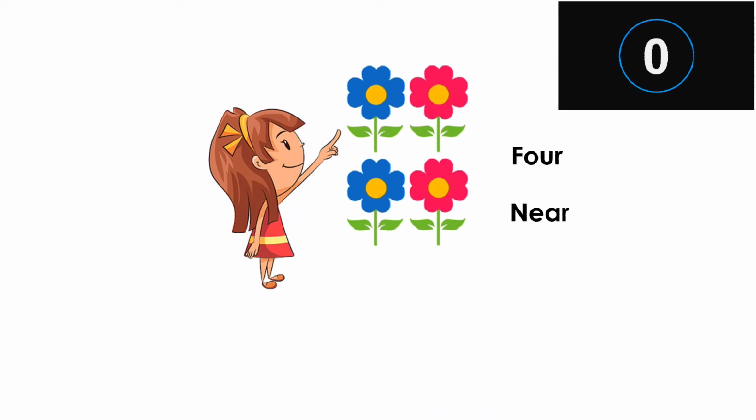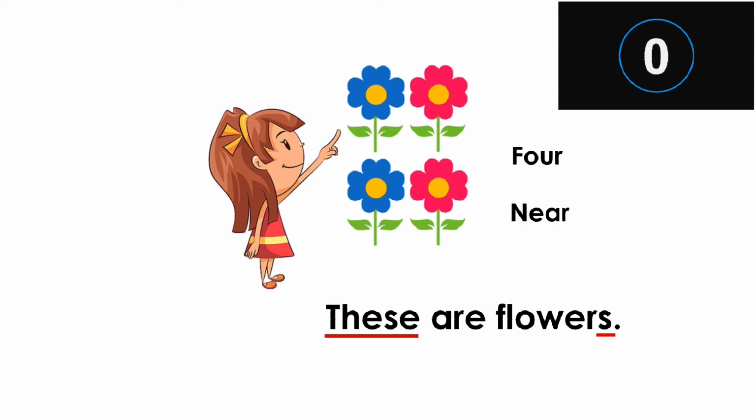So, what demonstrative pronoun are we going to use? Since there are 4 flowers and they're near, we say, these are flowers. Flowers with S. If your answer is these, then you're correct. Now let's go to the second one.